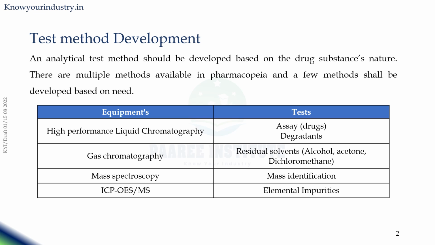In addition to that, the FDA guidance says from 2018 onwards, every drug substance and excipient should be characterized for elemental impurities, where inductively coupled plasma with OES or MS, mass spectroscopy, would be an added advantage to develop a method and test the samples for the drug substance as well as the drug product.